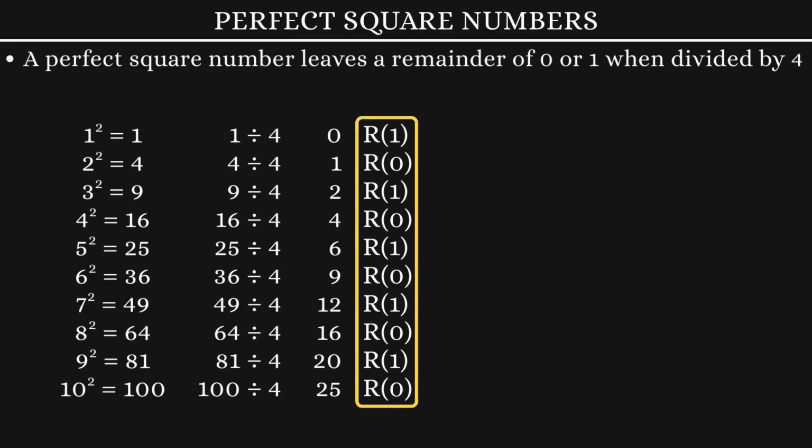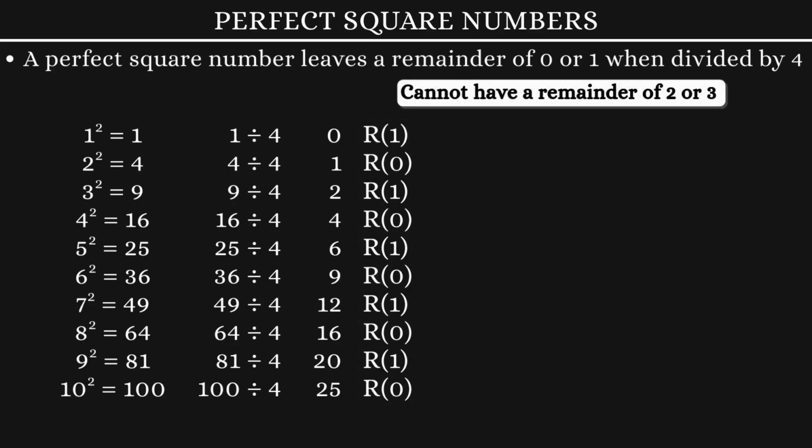Whenever the number is even, the remainder will be 0. And when it is odd, the remainder is 1. So, any perfect square number when divided by 4 will not have a remainder of 2 or 3.